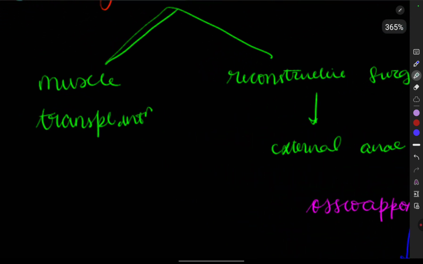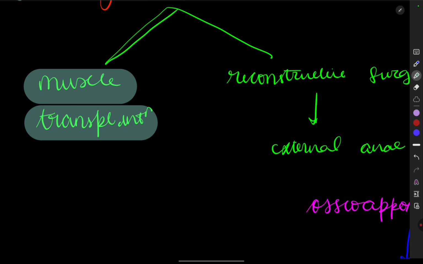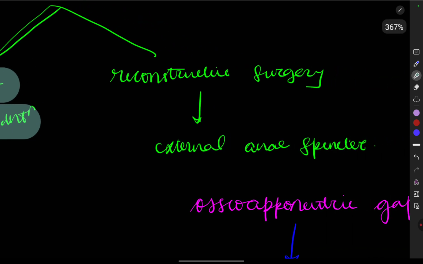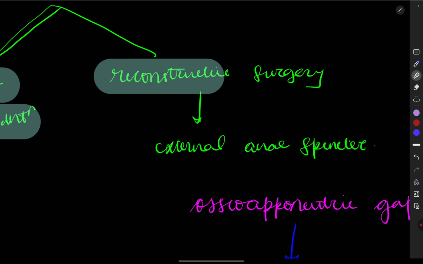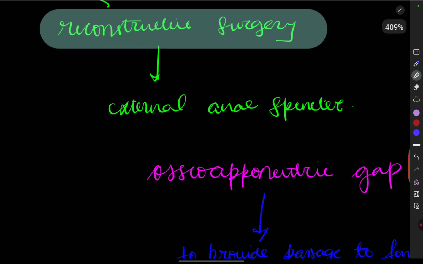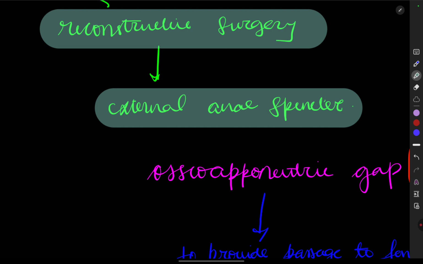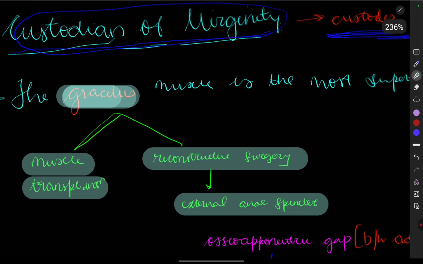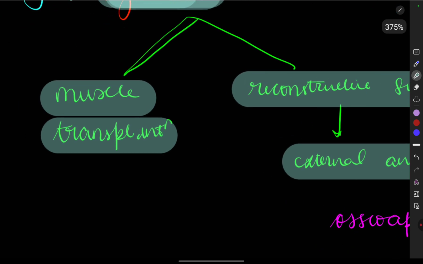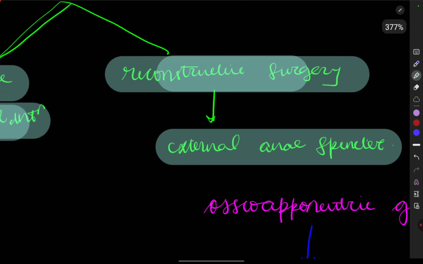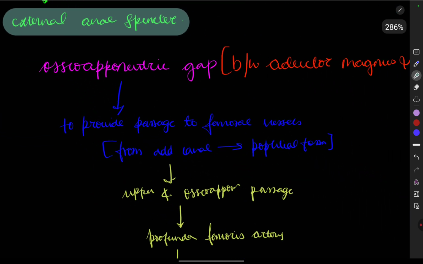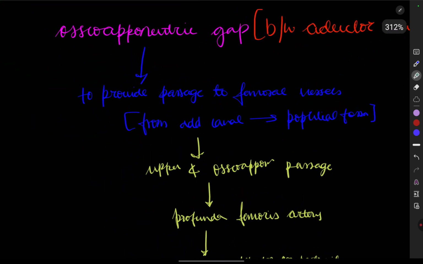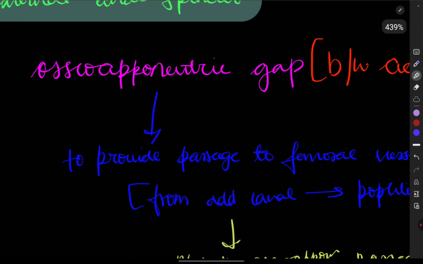So the muscle is used in muscle transplantation because it is superficial, easy to be taken out. And it is used in reconstructive surgeries, that is the external anal sphincter, okay. For transplanting that muscle, we use which muscle? We use the gracilis muscle, okay. It is the most superficial muscle, and it is used in muscle transplantation and reconstructive surgeries. This is one of the peculiarities of the gracilis muscle. Now this one is important, you have to remember this.